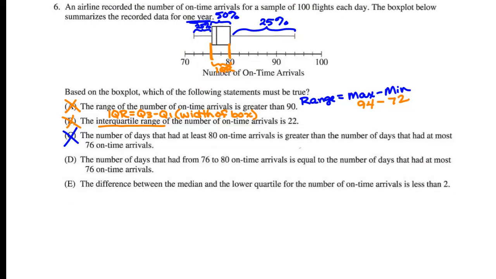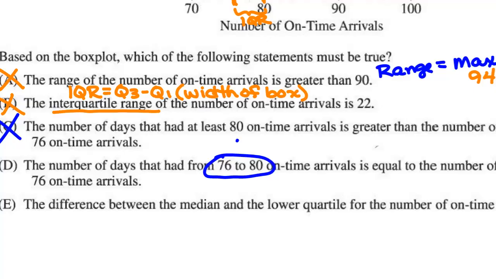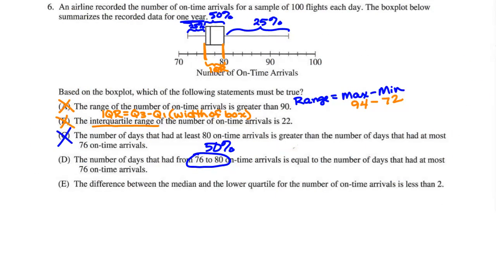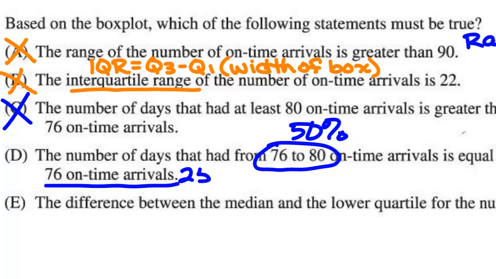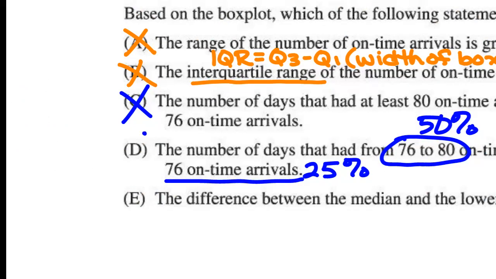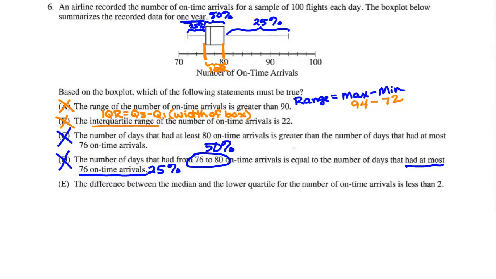The number of days that had 76 to 80 on-time arrivals, that's 50%, is equal to the number of days that had at most 76 on-time arrivals. At most 76 on-time arrivals, that's 25%. So one is 3 months, one is 6 months. That's not the same number of days. So process of elimination says this has got to be E.